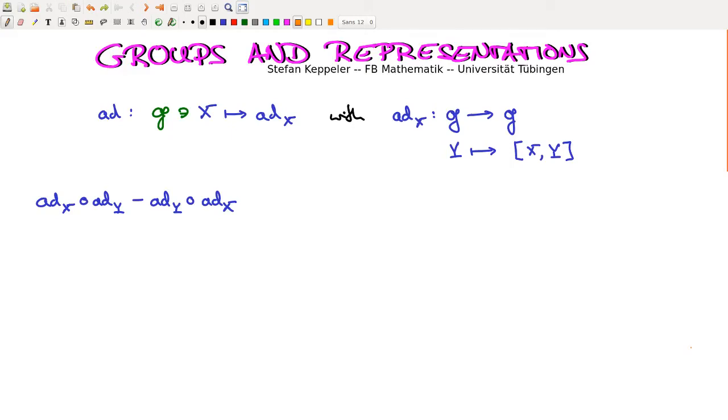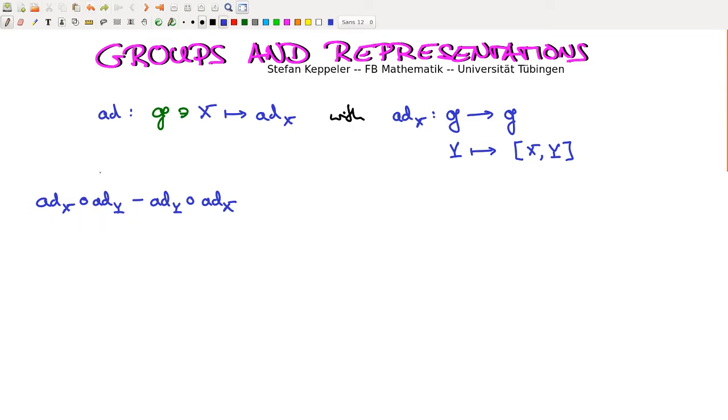We want to convince ourselves that this map ad, which takes an element of the Lie algebra and maps it to ad_x, which is itself a map from the Lie algebra to the Lie algebra, so it takes some other Lie algebra element and maps it to the Lie bracket. We want to show that this is actually a representation of the Lie algebra, in this case on the Lie algebra. To this end we look at the commutator of these maps ad_x and ad_y.